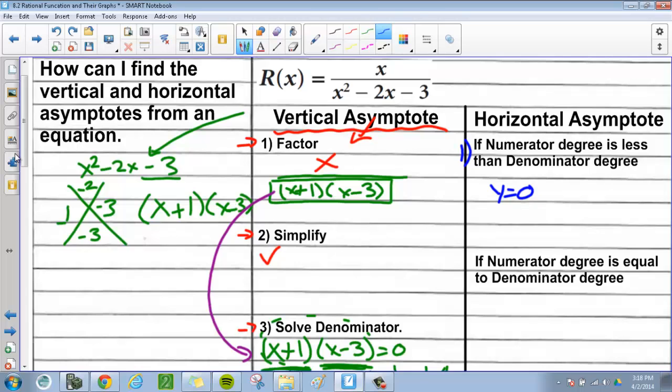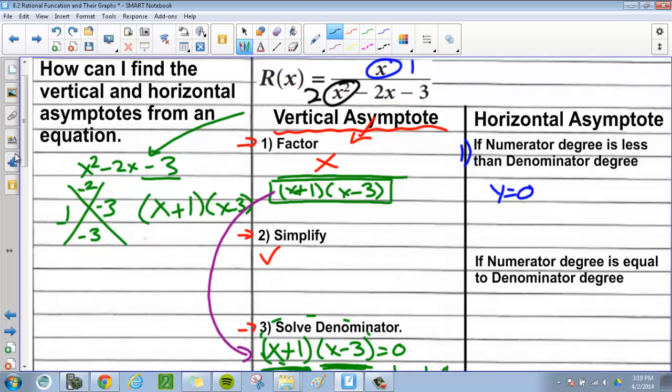And how do we know if the numerator degree is less than the denominator degree? Well, let's look at the numerator. What's the biggest degree polynomial up here? It's this, and the degree of it is 1. And what's the biggest degree polynomial on the bottom? It's this x squared. The degree of it is 2. So the numerator degree is less than the denominator degree. Therefore, this one is y equals 0.